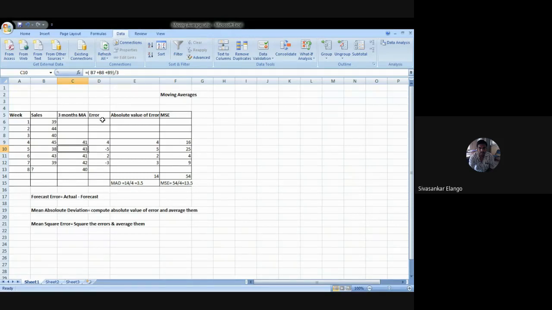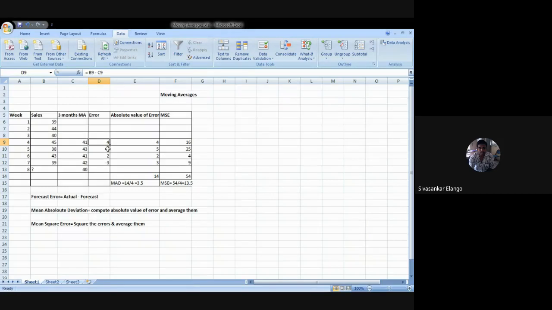Once you compute the forecast for the product, you can also compute the error. The error is the difference between the actual sales and the forecasted sales. The actual sales was 45, whereas the forecast value was 41. So the error value is 4.